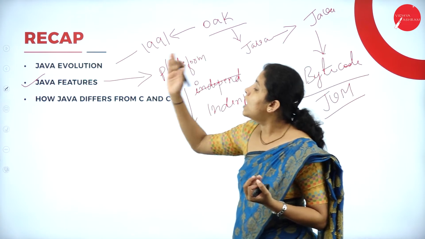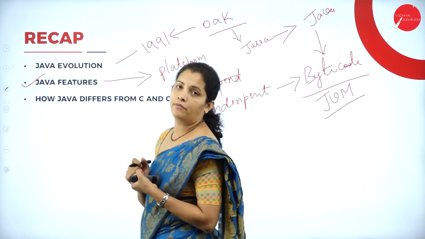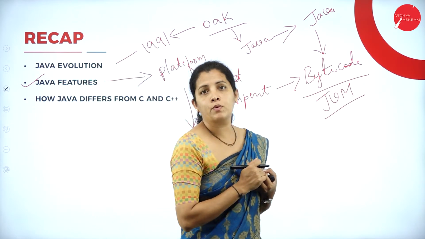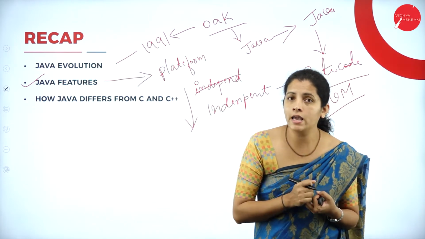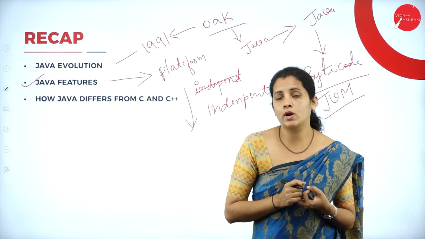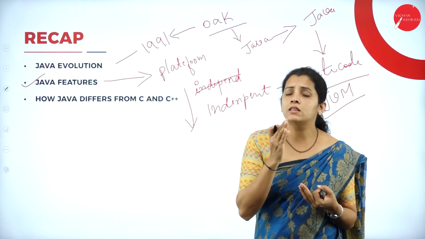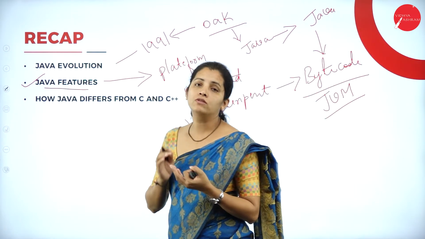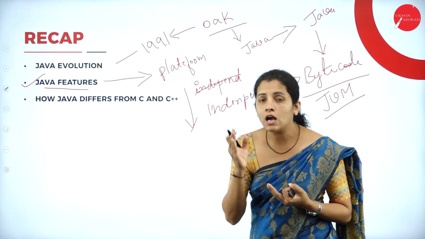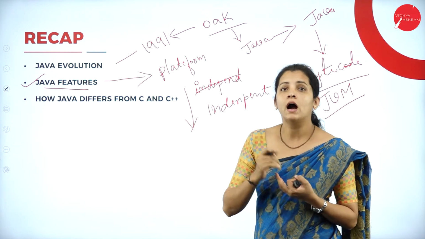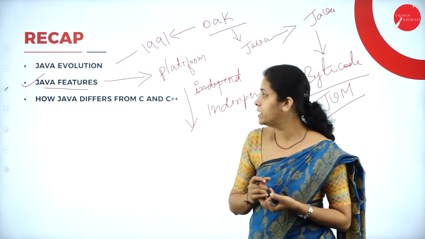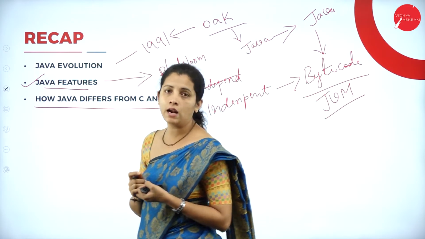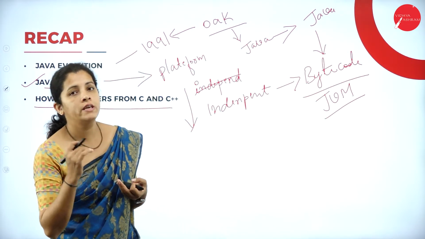Then Java provides high performance, and the execution speed of Java programs is very high compared to other programming languages. So these are the very essential features of Java, and because of these features Java is different from other programming languages. Then we learned how Java programs are different from C programs.